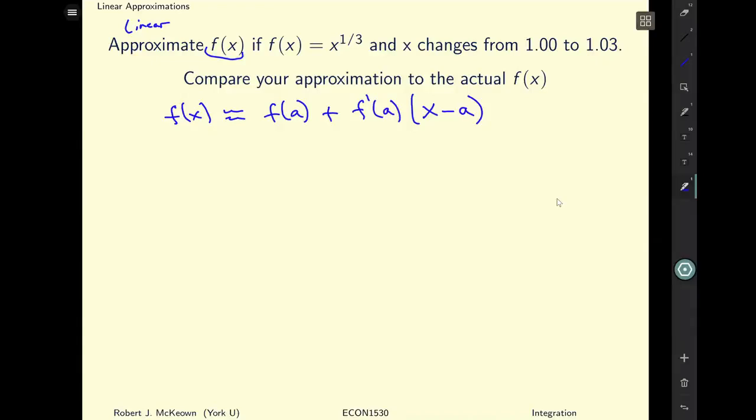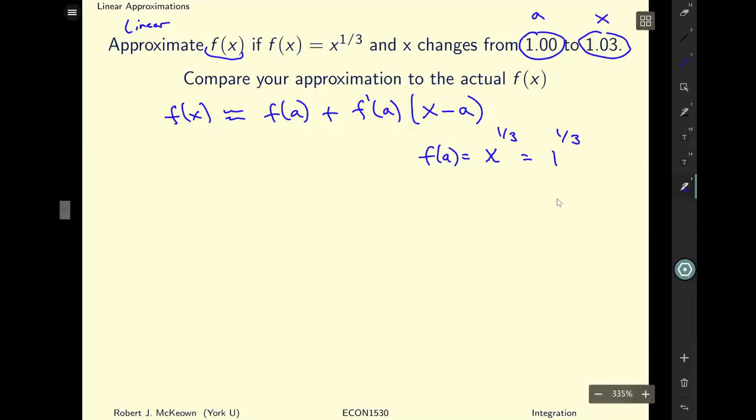When I look at this problem, I'm going to define each component. We know that f of a is equal to x to the 1/3, which is equal to 1 to the 1/3. So this is a, the original x, the starting point.